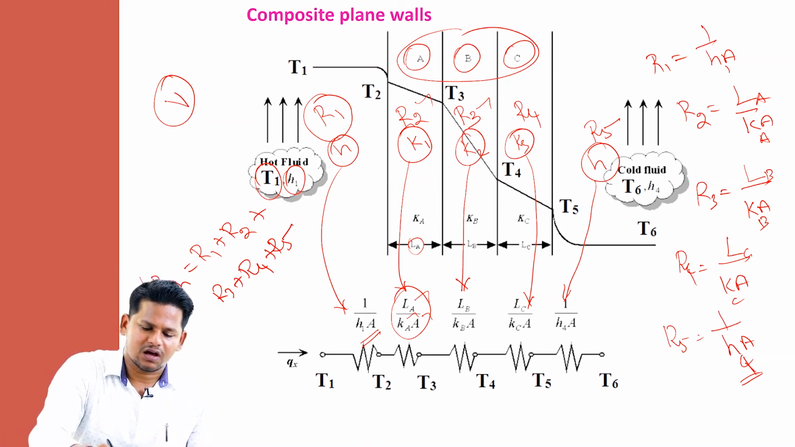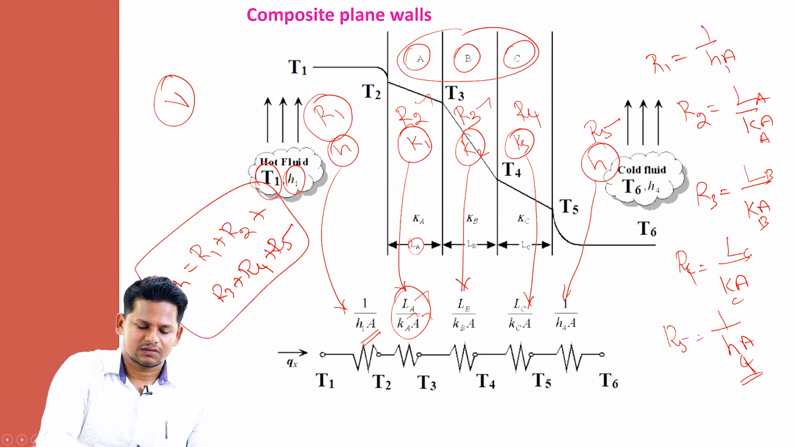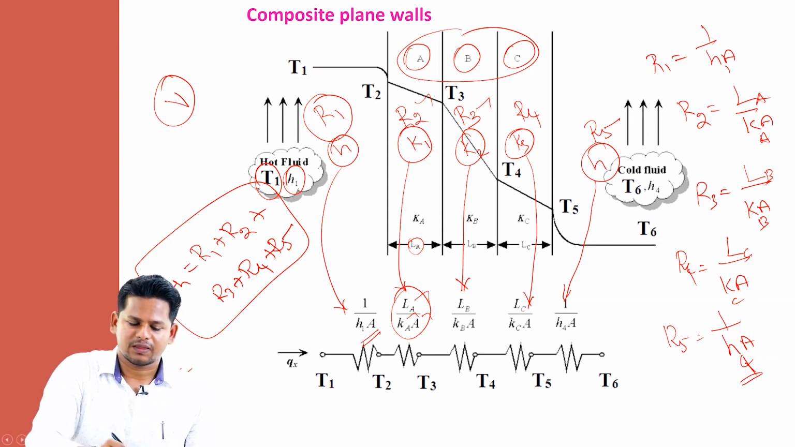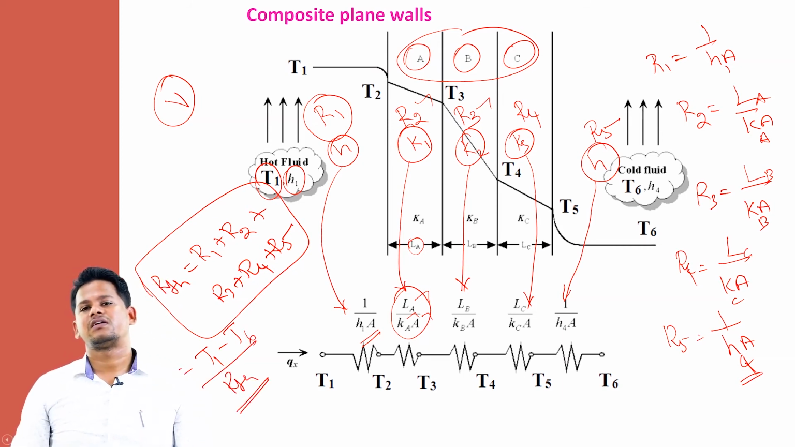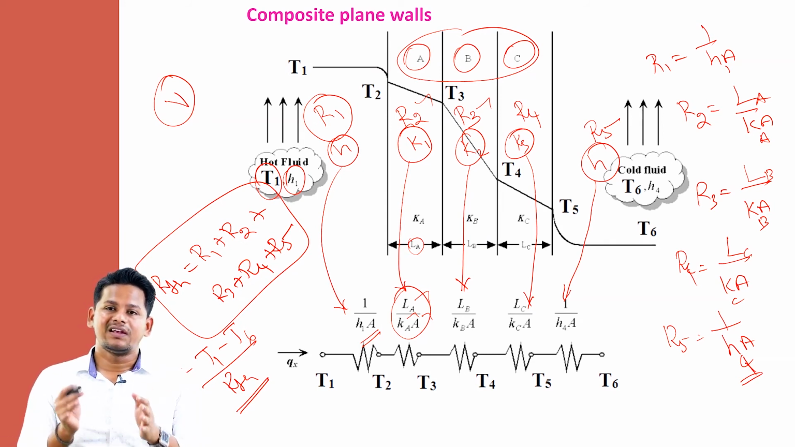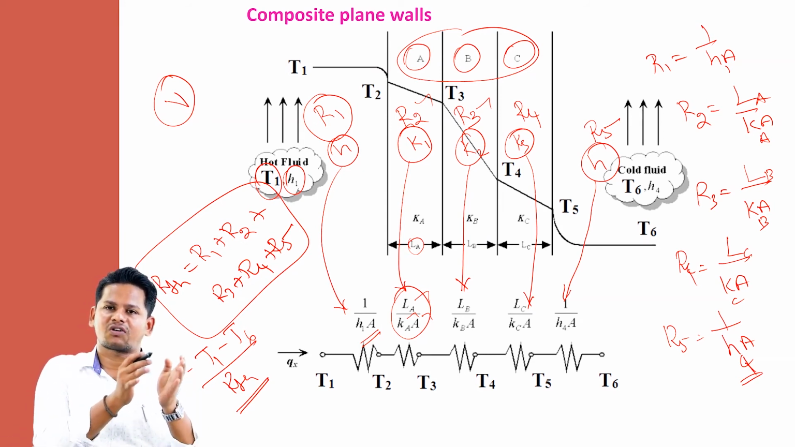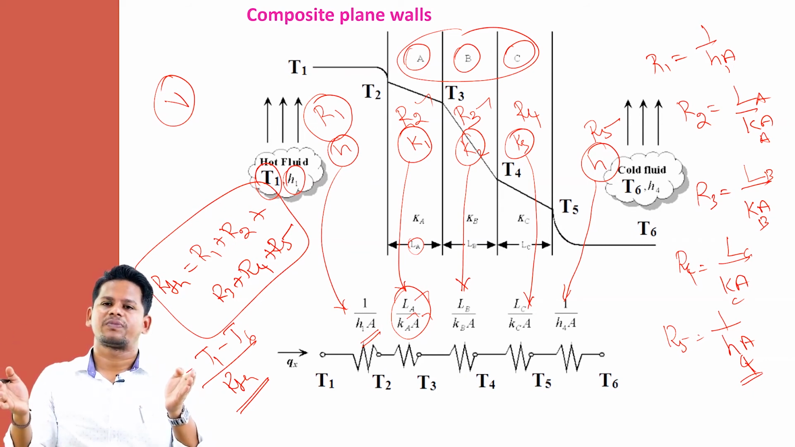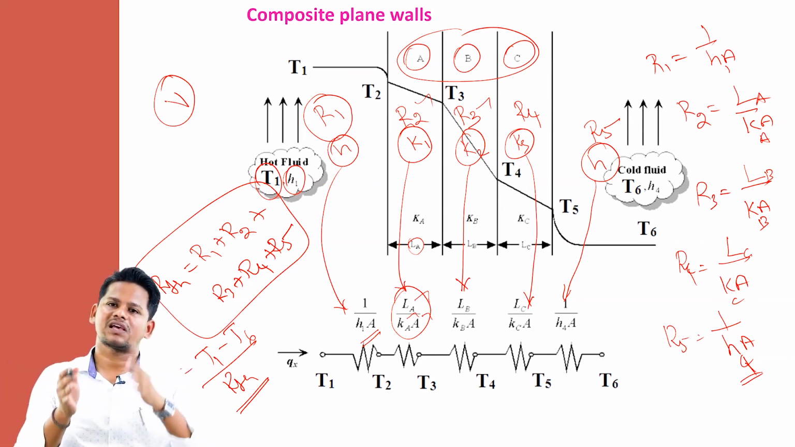So after finding this RTH, the heat transfer rate is very simple. T1, the overall temperature difference, T1 minus T6, divided by RTH. Easily we can find out the amount of heat actually transferred across this composite plane wall where we have conductions as well as convection.